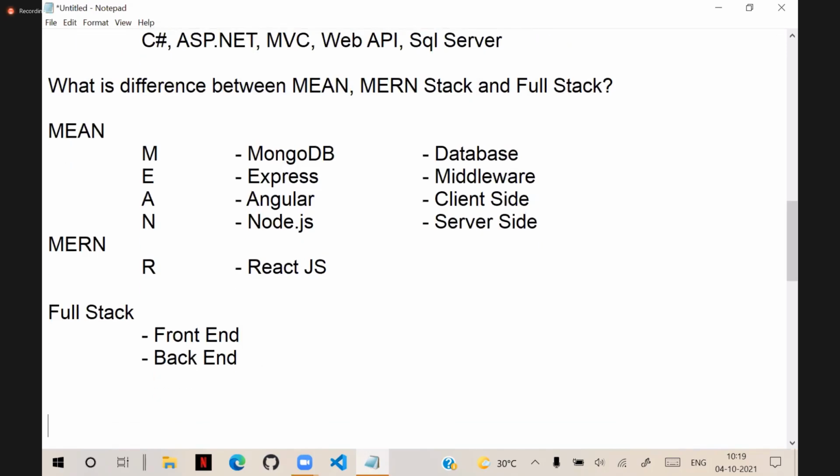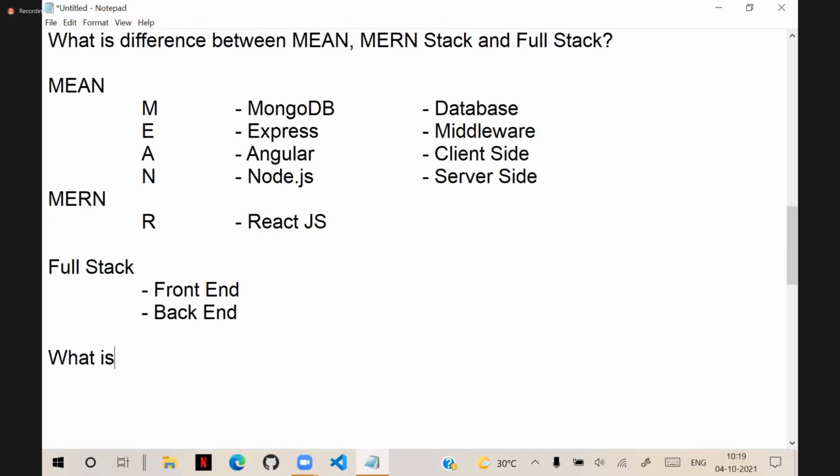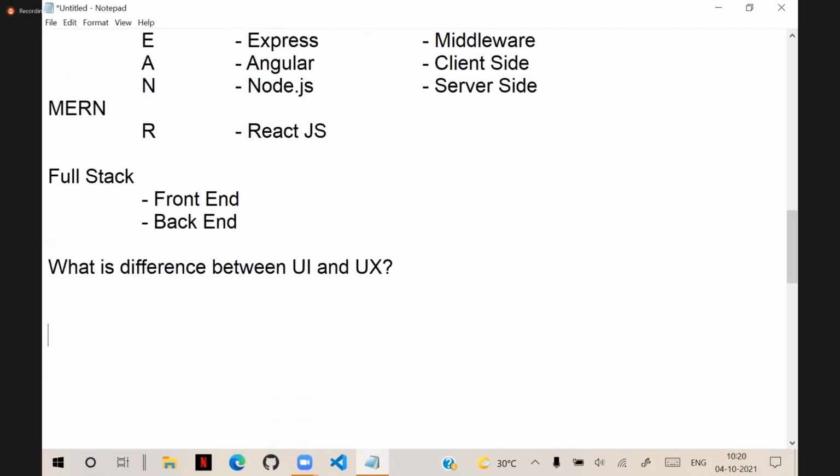Many times people ask one more question: what is the difference between UI and UX? Many people are confused with this point also. When people come to learn UI technologies and full stack development, several times they ask, sir, will you teach UX also? That means you are learning UI development, and making it UX requires knowledge of UX. UX means user experience.